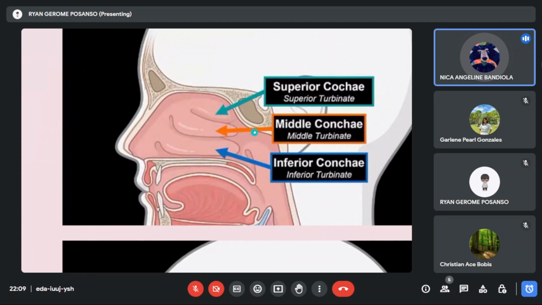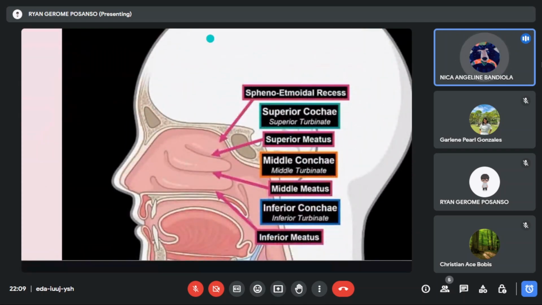As you can see, there are three turbinates or concha, namely the superior, middle, and inferior. They are arranged in a scroll-like pattern so that it maximizes the ability of the nasal cavity to humidify and warm up air. At the bottom picture, in between those concha are the meatuses, which are the superior meatus, middle meatus, and inferior meatus.